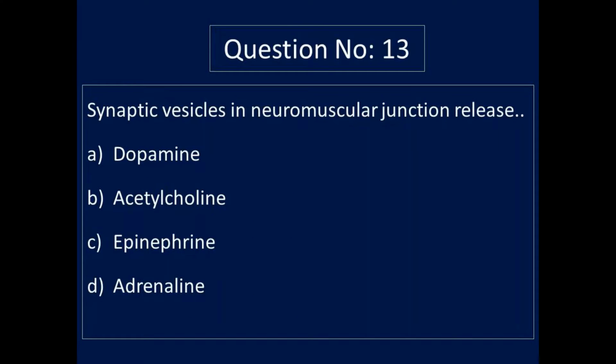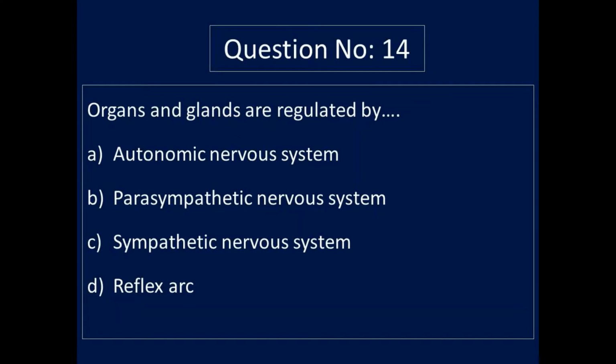Question number 13. Synaptic vesicle in neuromuscular junction release option A. Dopamine, B. Acetylcholine, C. Epinephrine, and option D. Adrenaline. Right answer is option B. Acetylcholine.